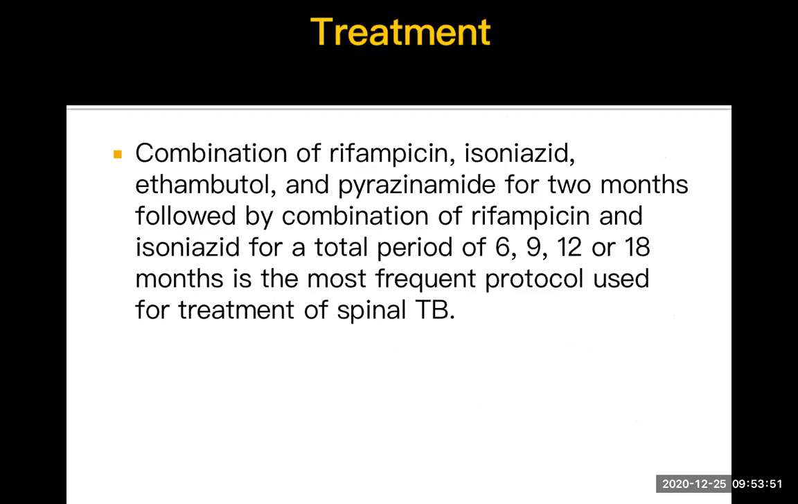What are the anti-tubercular drugs? Every student knows that. This is a very easy question at this moment, because you are almost toward the end of your MBBS career. So these are rifampicin, isoniazid, ethambutol, and pyrazinamide. This is intensive therapy. Intensive therapy is given for 2 months, and then isoniazid and rifampicin for a total period of 6, 9, 12, or 18 months is the most frequent protocol used for treatment of spinal tuberculosis.